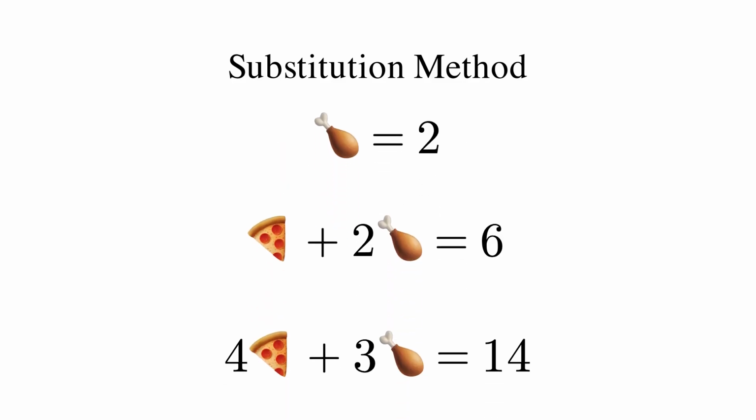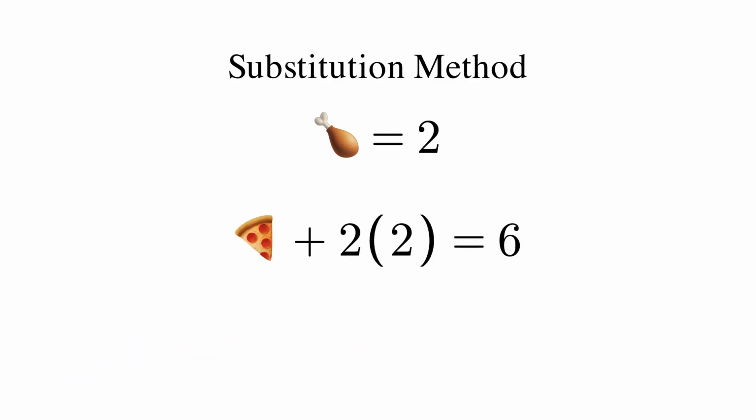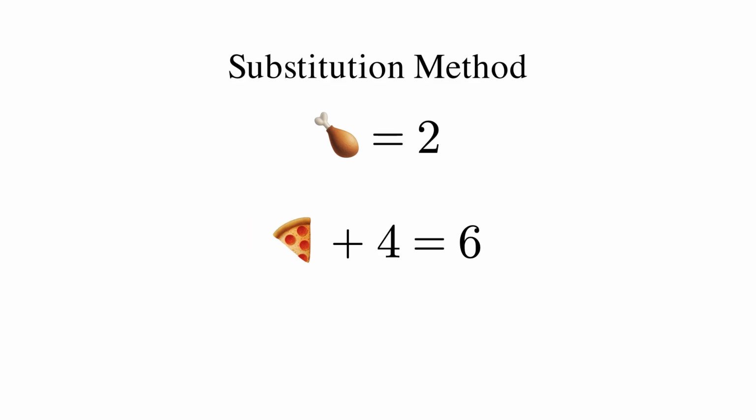And if we plug this into either equation, let's do the first one because it looks easier to compute, we get 1 pizza slice plus 2 times 2, which is 4, is equal to $6. By simply subtracting both sides by 4, we get the answer that 1 pizza slice is equal to $2.